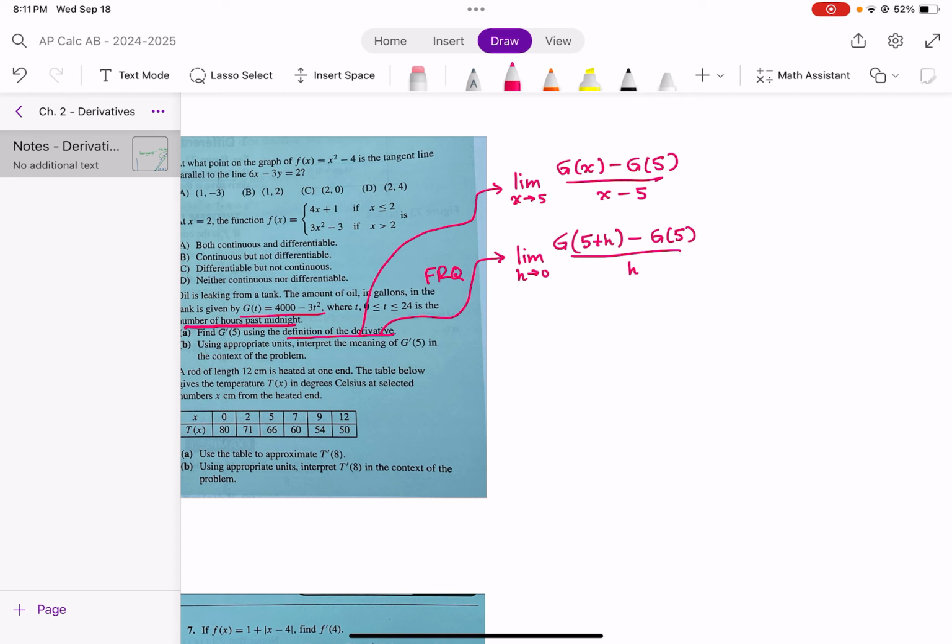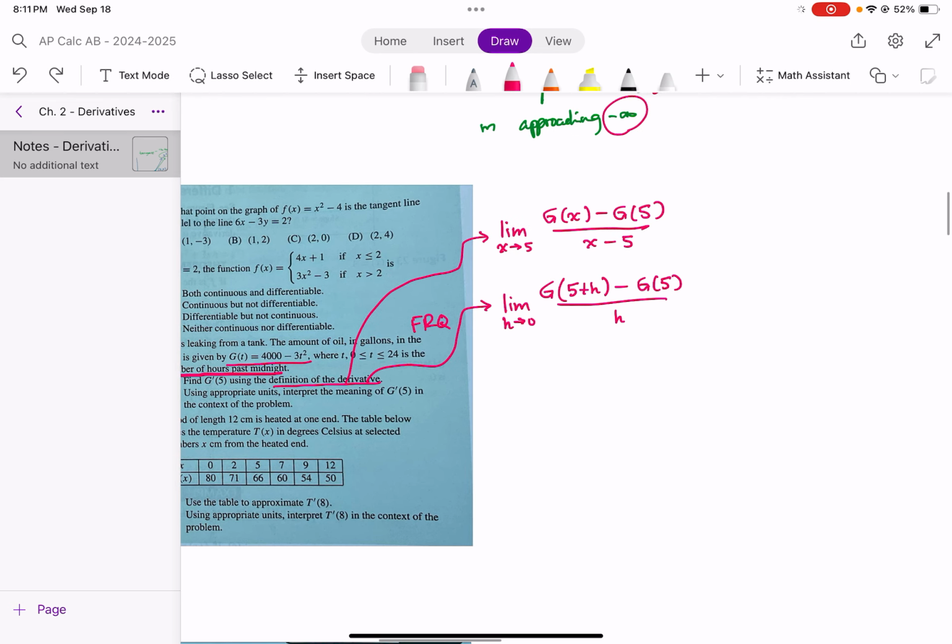Or you know what, actually, maybe the top one would be easier. I can see there's a t squared in there. If I plug in 5 plus h, I'm going to have to expand a binomial, right? So I can avoid that if I use the top version, right? So let's see what this does.